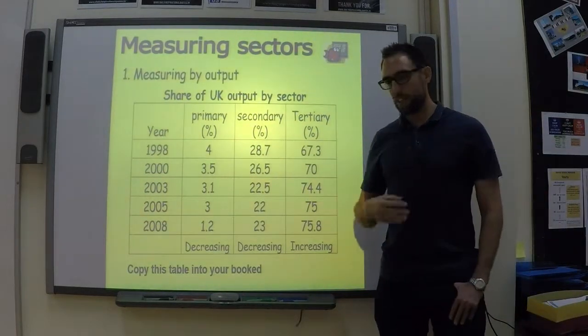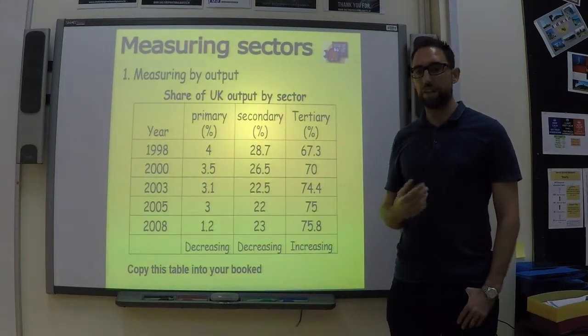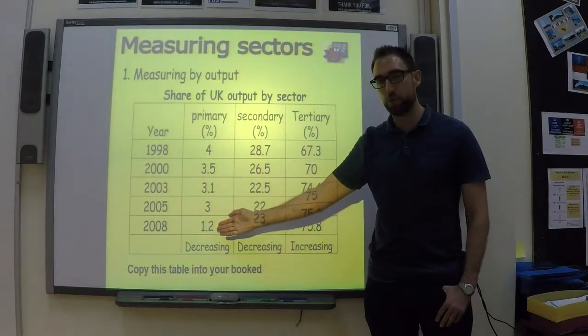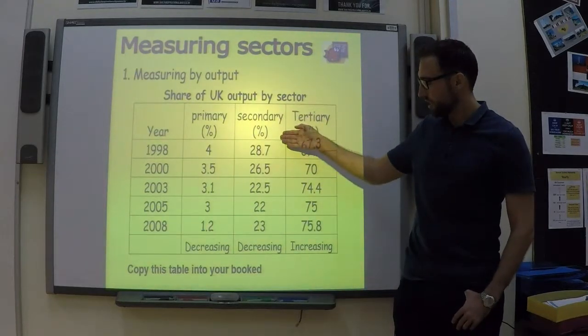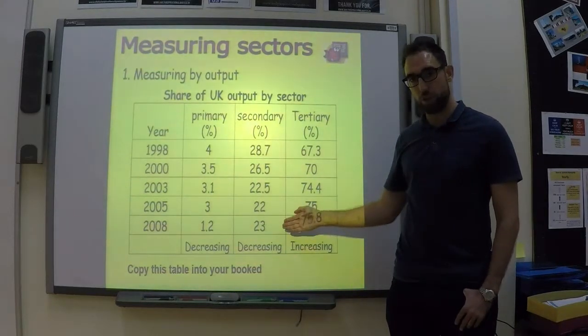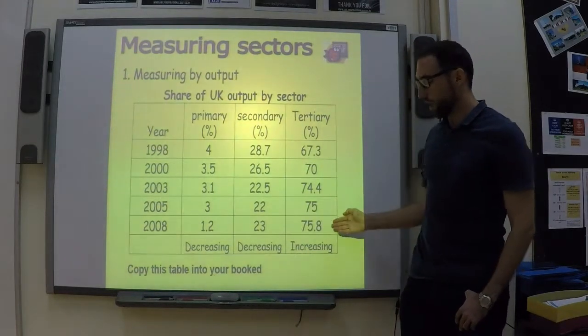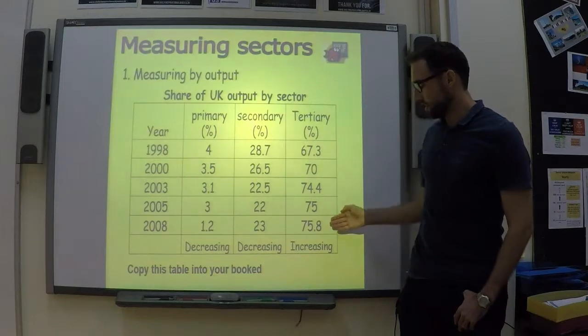By output, this is the amount of stuff that has been made and generated and produced in that sector. Again, in the primary sector, less things have been produced. Secondary sector, less things, again, are being produced. We're manufacturing less in the UK. And the tertiary sector, we are producing more in the tertiary sector.